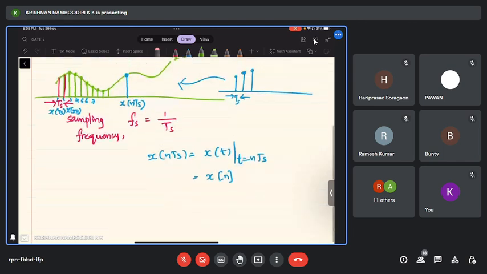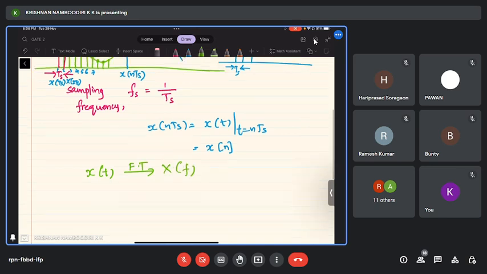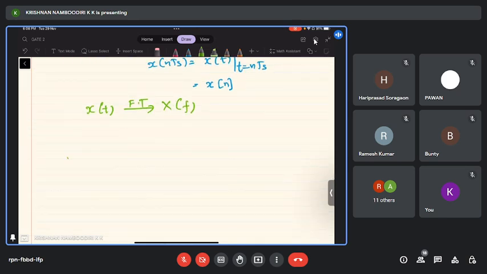Suppose the signal x of t has a Fourier transform capital X of f. And assume that the signal is a band limited signal. Band limited means the signal has a maximum frequency beyond which the signal doesn't have any frequency component.